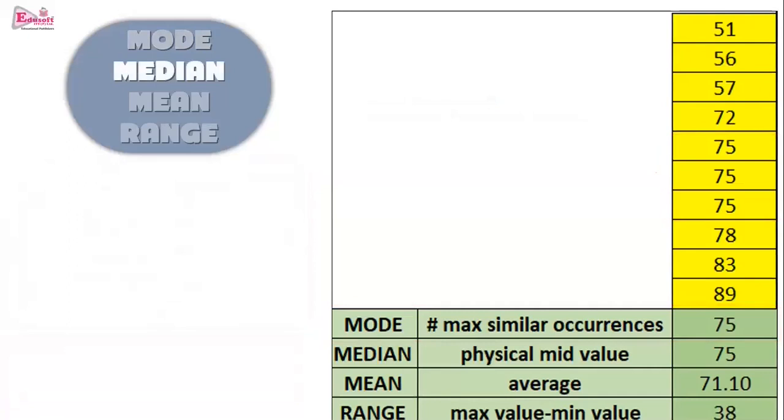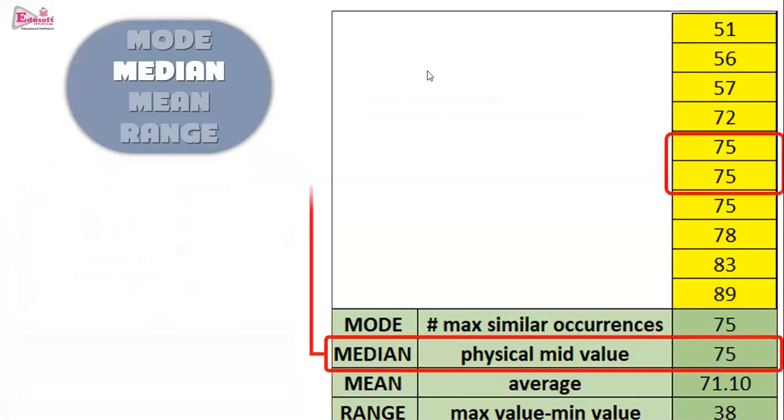Moving further, if you look at median, if you sort the data, then you can simply see which is the middlemost value. Again, that is 75 here. And if the number of values in the data set is even, then the middle values would be two, and you simply take the average. So median is very helpful in certain cases.